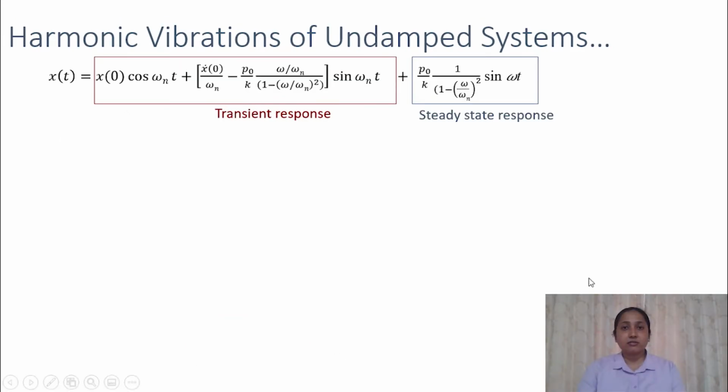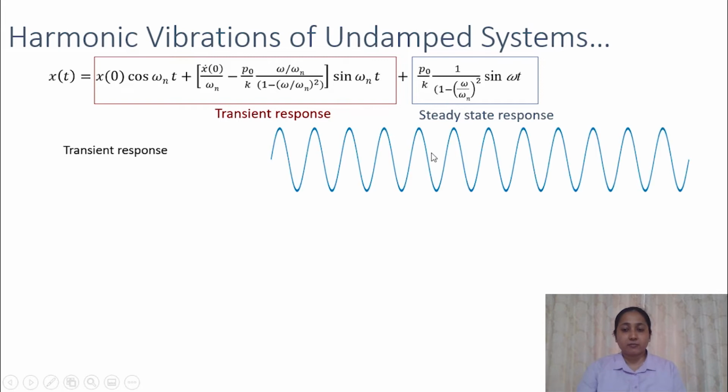Now let's look at the response of the system graphically. So if you plot the transient response, this will look like this for undamped systems. The frequency of this response will be equal to the natural frequency of the system, and the initial values of the transient response will depend upon the initial conditions as well. So the transient response will look like this, vary as sines or cosines with the frequency equal to natural frequency. Now let's look at the steady state response.